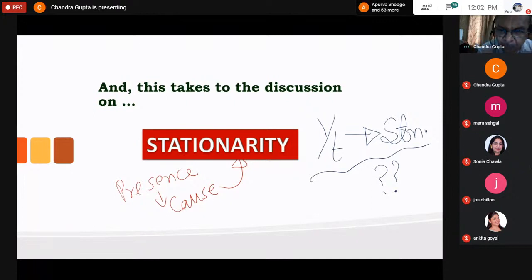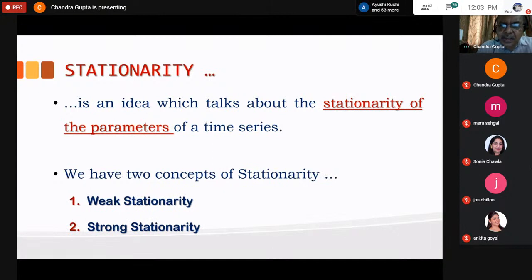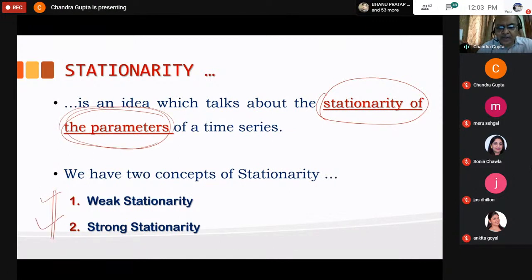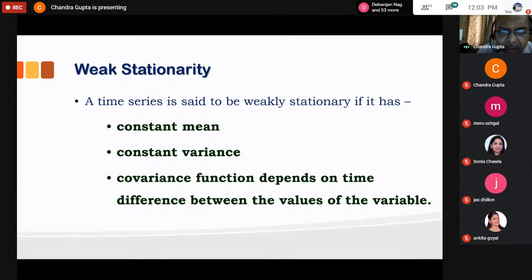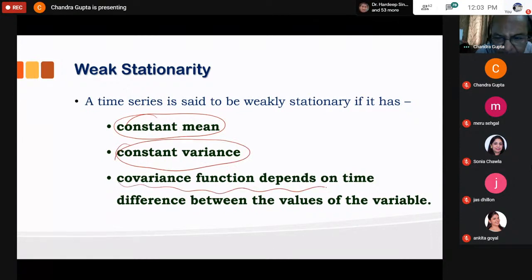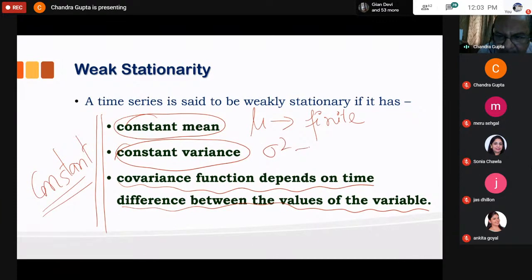Now let's formally define stationarity. Stationarity is an idea which talks about the stationarity of your parameters. And we have two kinds of stationarity, weak and strong. First, we'll talk about weak stationarity. A time series is said to be weakly stationary if it has a constant mean, has a constant variance, and the covariance function depends on the time difference between the values of the variables. If they are all constant, then we say a series is weakly stationary. Mean is constant and finite. Variance is constant and finite.